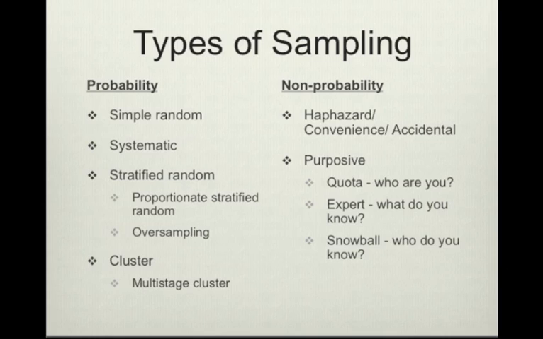Any time that you take a sample from a population, you run the risk of having what's called sampling error. This means that there is a difference between your sample and your population, and depending on the type of sampling that you're doing, you could have differing amounts of sampling error. There are two main groupings of sampling: probability sampling and non-probability sampling.